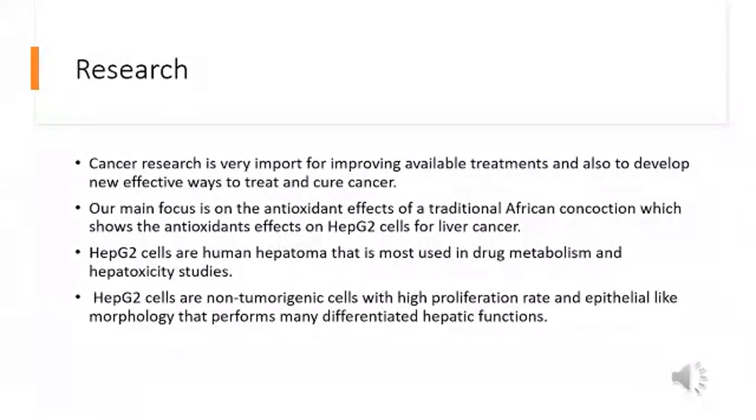Our main focus is on the antioxidant effects of a traditional African concoction on HepG2 cells for liver cancer. The HepG2 cells are human hepatoma cells that are most used in drug metabolism and hepatotoxicity studies. HepG2 cells are non-tumorigenic cells with a high proliferative rate and epithelial-like morphology that perform many differentiated hepatic functions.